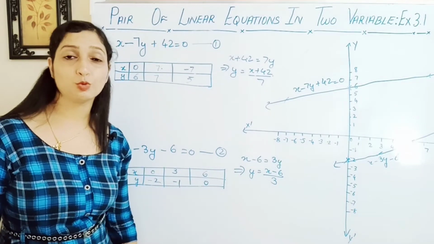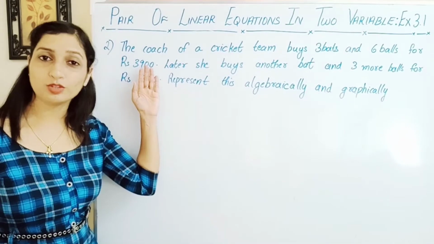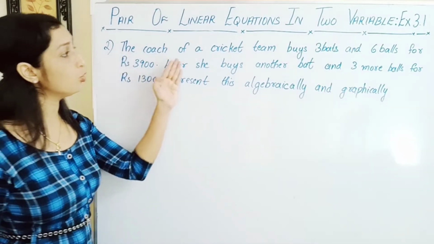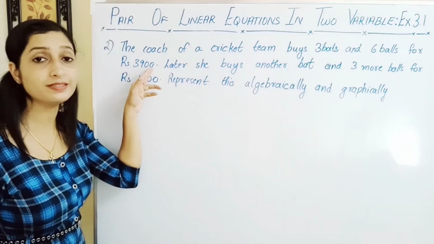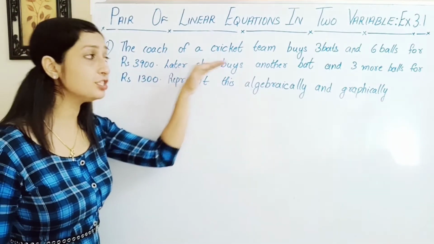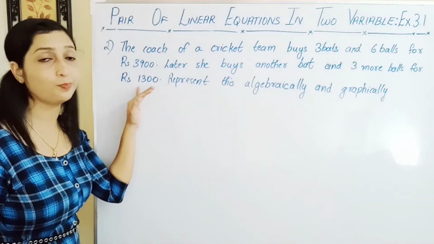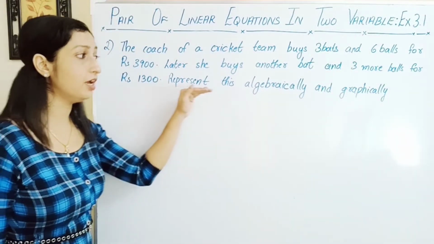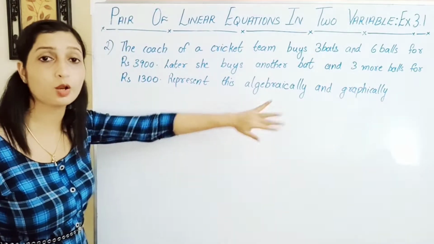So now let's move on to our next question, which is question number 2. Now this is our second question. The coach of a cricket team buys 3 bats and 6 balls for rupees 3,900. Later she buys another bat and 3 more balls for rupees 1,300. Represent this graphically and algebraically. So this is our question.